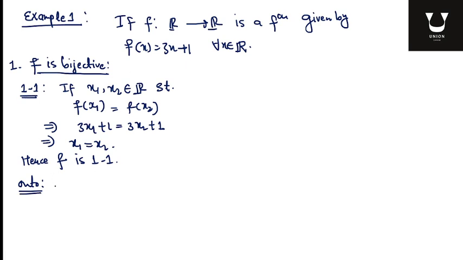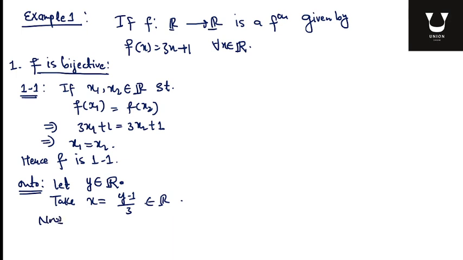So is function f onto? For that, let us pick an element y belonging to R. Suppose y is in R, which is in the codomain of f. Then I want to produce an element in the domain set such that its image under the map f is exactly y. So let us take x equal to y minus 1 over 3. Right? This is a real number.